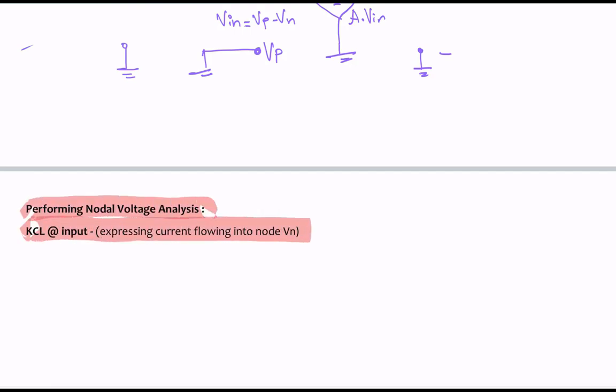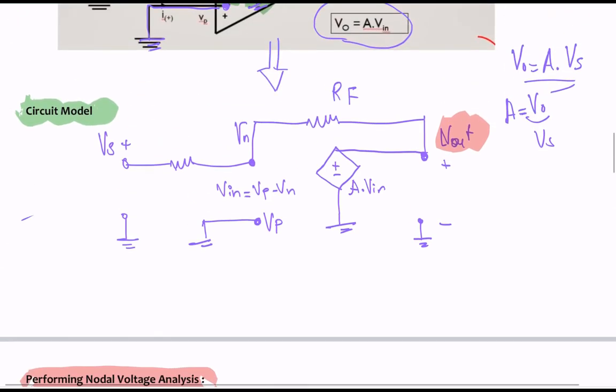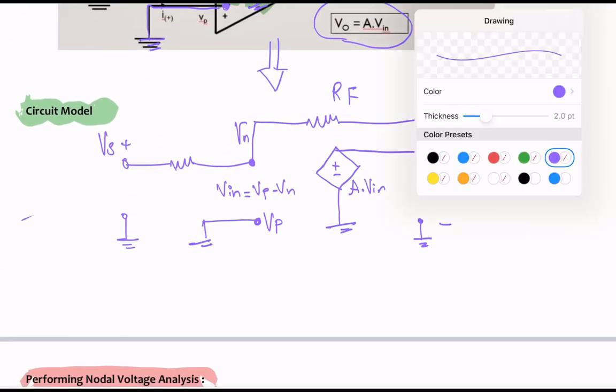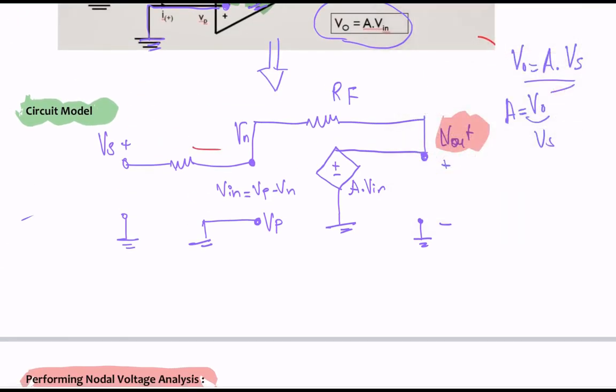Let's go ahead and perform a nodal voltage analysis, and we're going to pick the input side and apply KCL. What was KCL? Current entering the node equals current leaving the node. We're going to apply nodal voltage analysis at node Vn. Current entering the node equals current leaving the node, correct? What is the current entering the node?